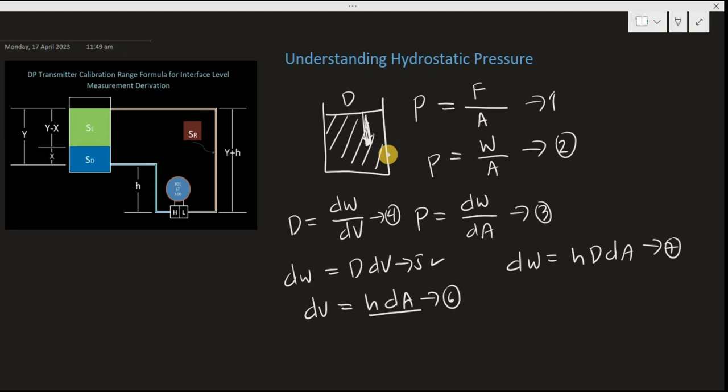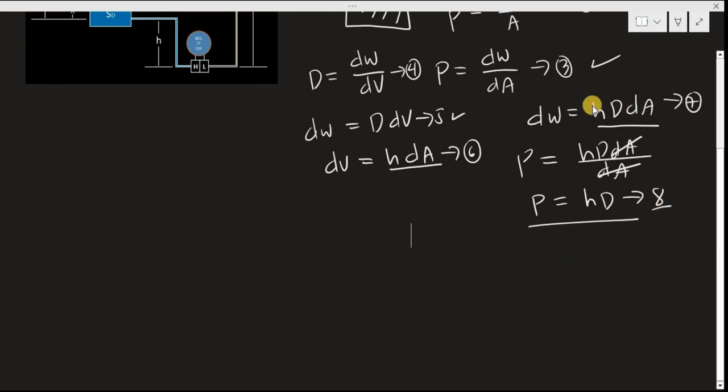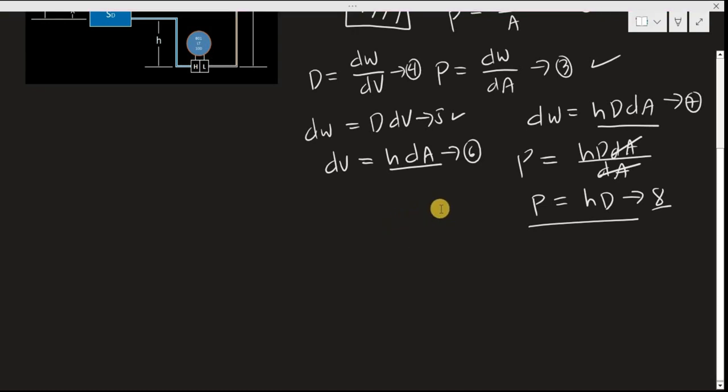Now, if we substitute this term for dW in equation 3, we get pressure equals γ h dA over dA, and then we can cancel out dA and dA, leaving us with this equation, pressure equals γ h. So this is the formula for the hydrostatic pressure. Okay, equation 8 can be applied if the given parameter is the density of the fluid.